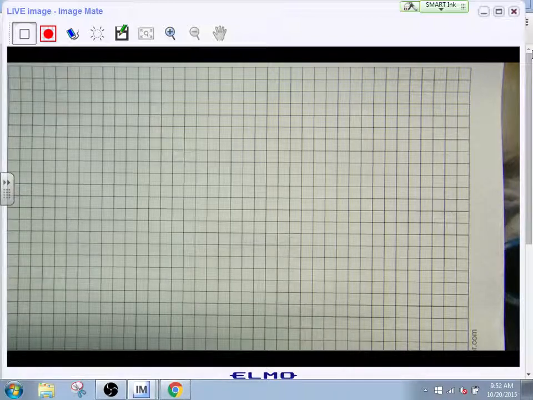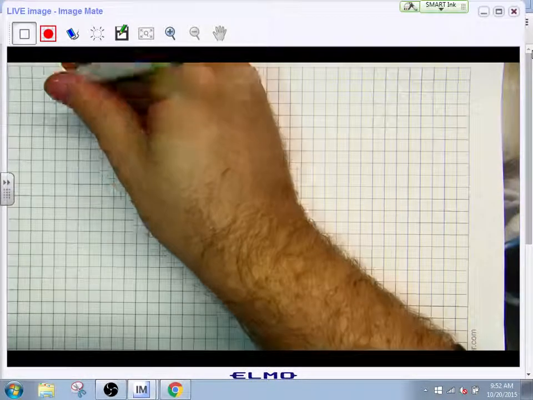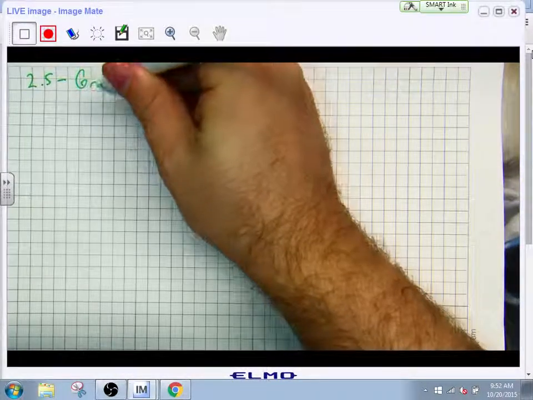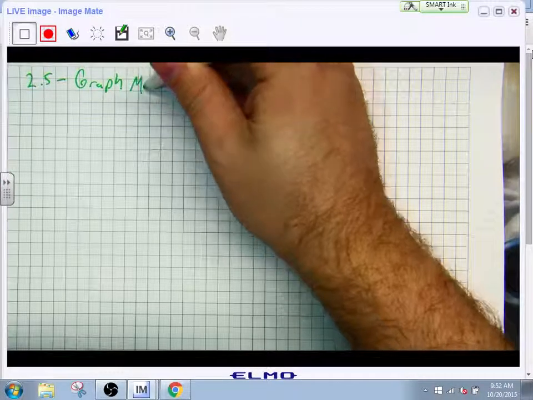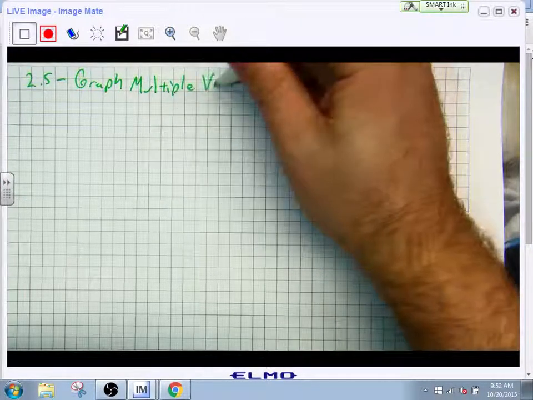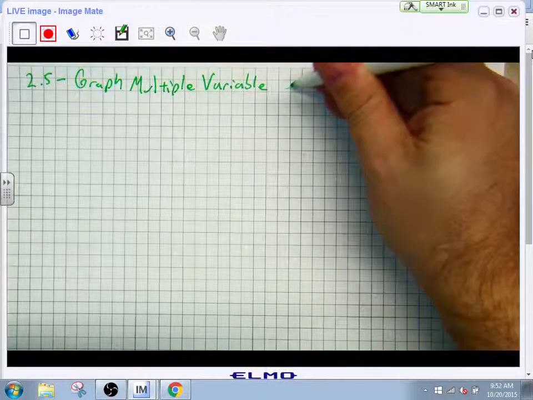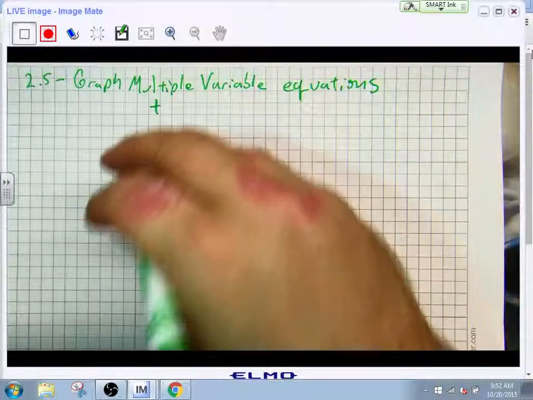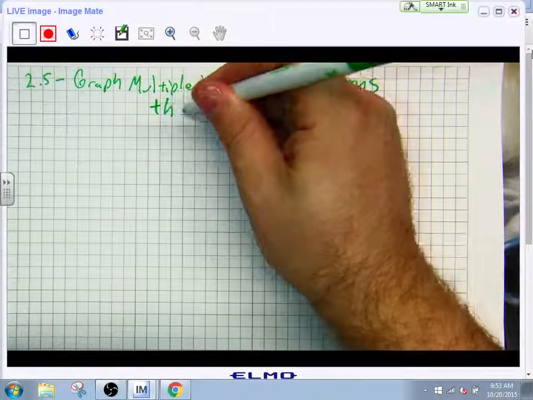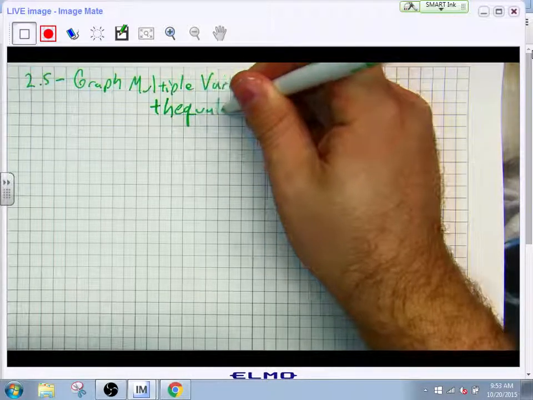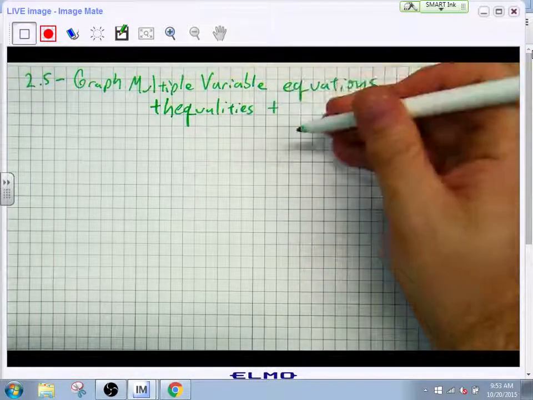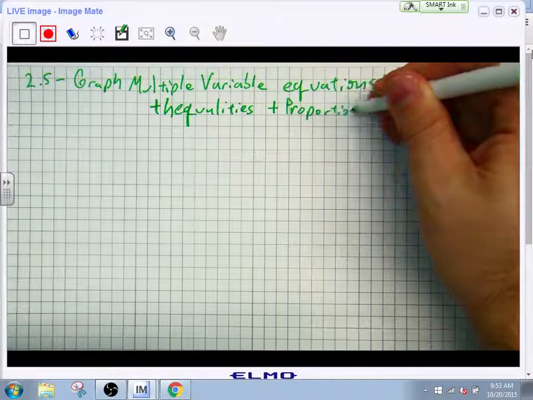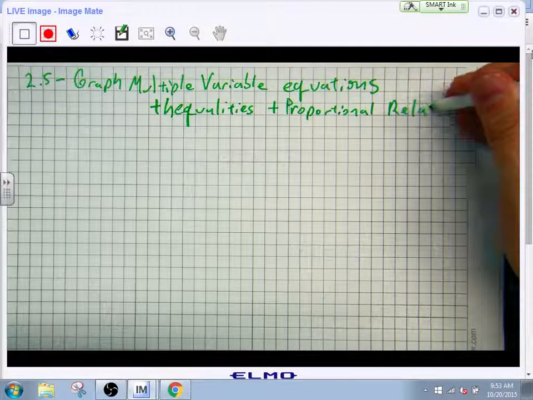So our lesson today, I have it on the board. I'll rewrite it right here. This is going to be for section 2.5, and what we're trying to do is graph multiple variable equations. And we got a second little mini lesson on inequalities, and a third little lesson on proportional relationships.